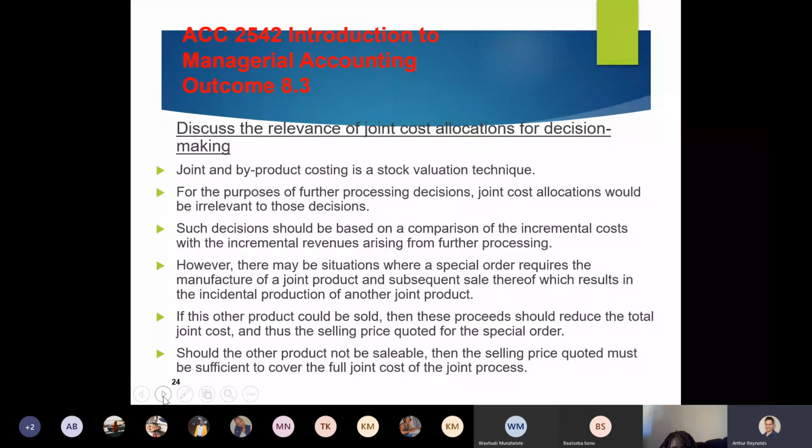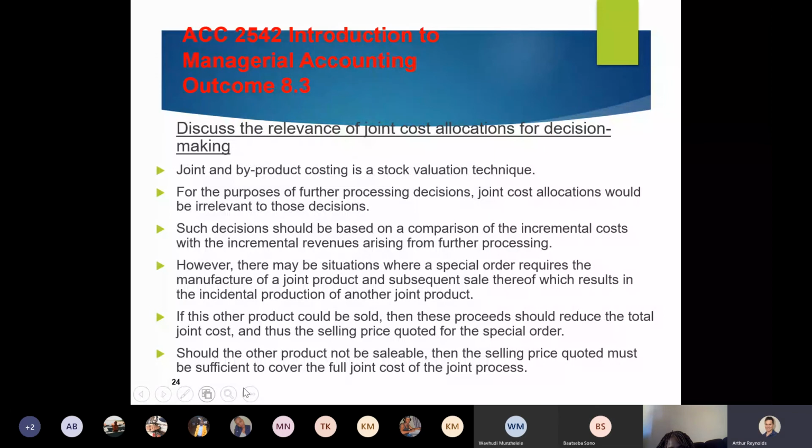So if you have to decide after the split off point for any particular product, call it product B, and you say, should we process this further? This is the cost implications. This is the amount of revenue we get further. You should only look at what's going to happen after the processing. The joint cost is irrelevant for that decision. Such decisions should be based on a comparison of the incremental costs with the incremental revenues arising from further processing.